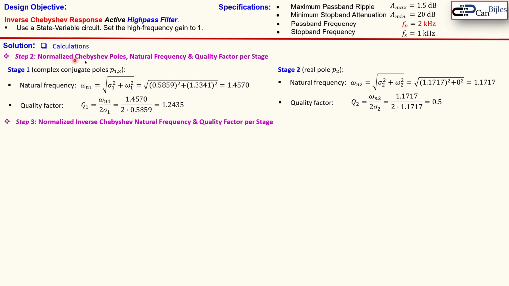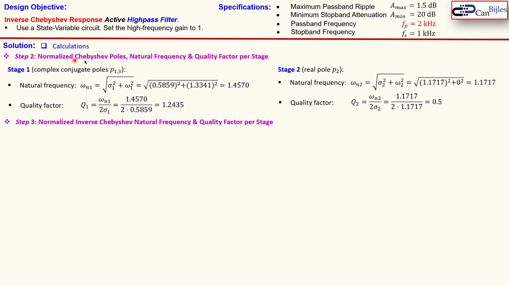Now for each stage we can go again through the calculations, and now we will denote the poles for our inverse Chebyshev again by this superscript to the power minus 1. Now we calculate here the natural frequency, again using the natural frequency from the calculation for step 2 for our normalized Chebyshev poles. So 1 over that value, 1.4570, you get this natural frequency. And the quality factor is exactly the same as before for stage 1. And for stage 2, you get this, and you do 1 over that value, you get now this 0.8534. The quality factor is again 0.5, that stays the same.